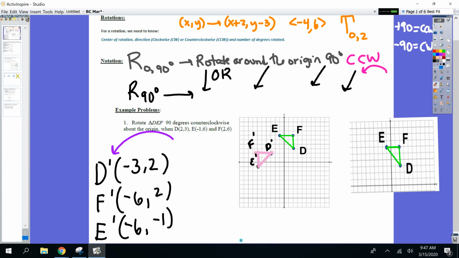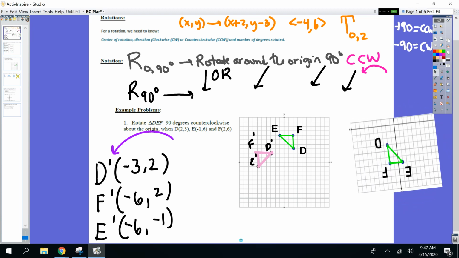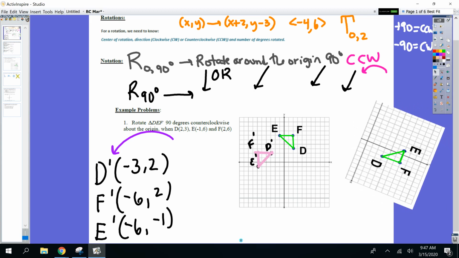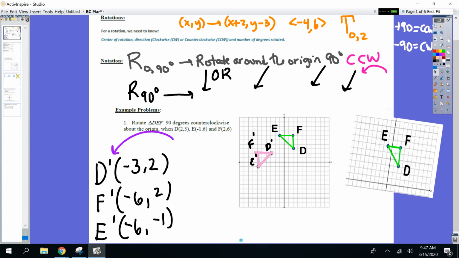Okay, again, if I wanted to go 180 degrees, it's just turning your paper upside down, two quarter turns, and then 270 would be three quarter turns. All right, again, rotate it, write down the coordinates, then go back to your original and graph them.